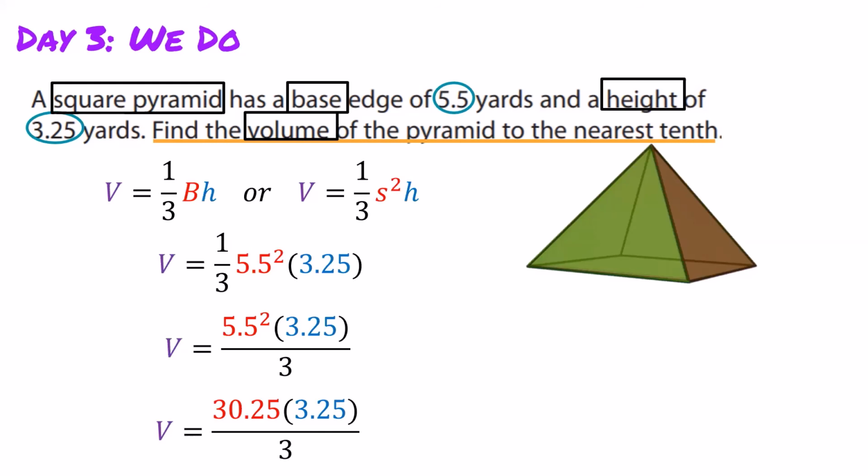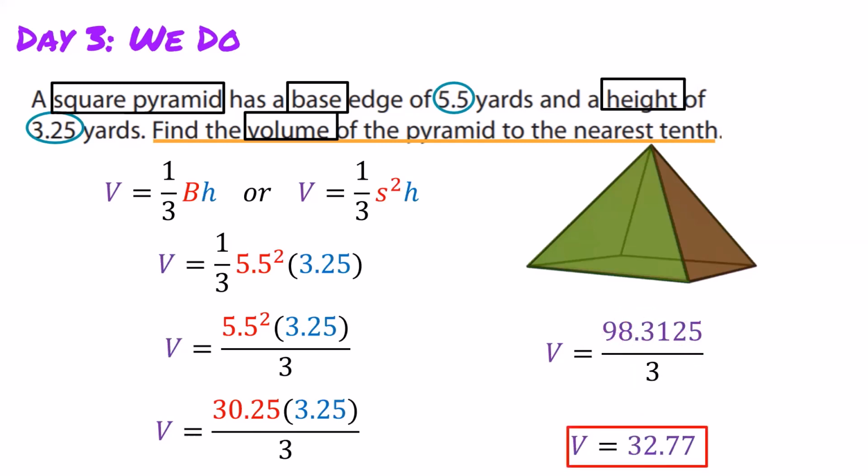So let's solve our multiplication, and we end up with 98.3125. And we're going to divide that by 3. When we do that, we end up with 32 and 77 hundredths.